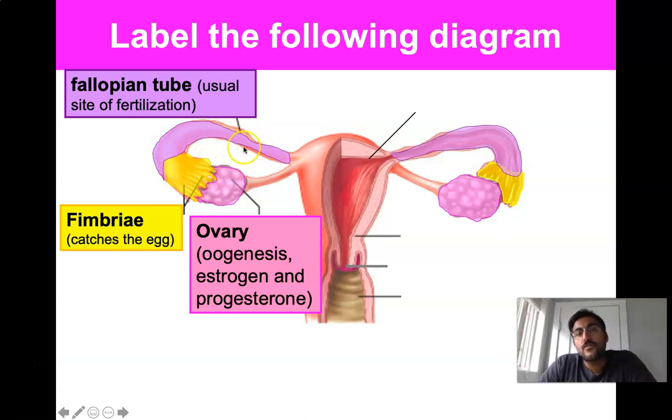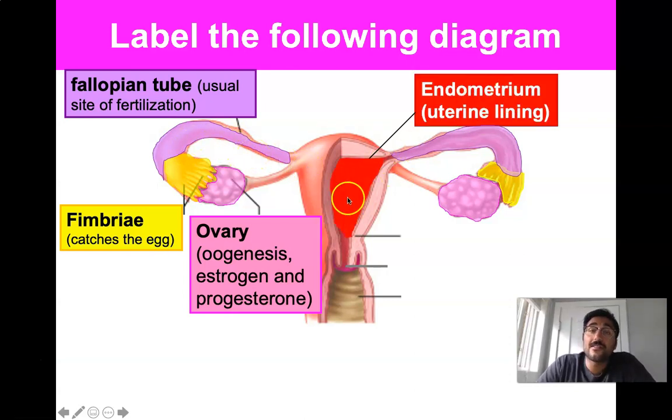Now, the fallopian tube is usually the site of fertilization, so a sperm will work its way up the cervix through the vaginal opening and find its way eventually into the fallopian tube, where if it's lucky, or a dozen sperm or so are lucky, one of them will actually enter the egg itself. Without that happening, you won't have fertilization. And so the fallopian tube is usually the site of fertilization.